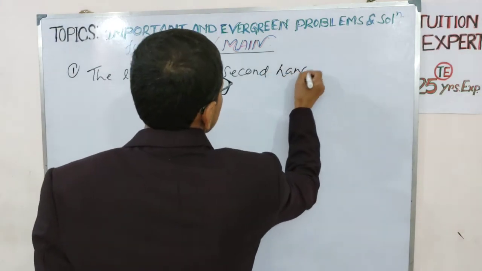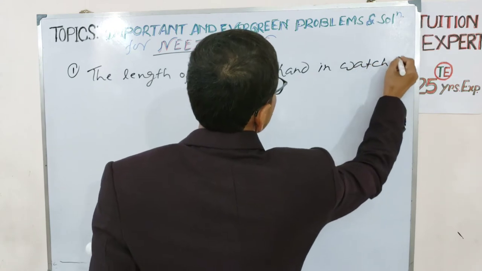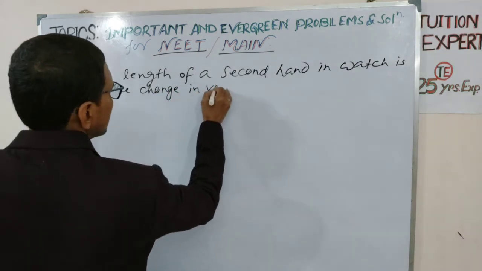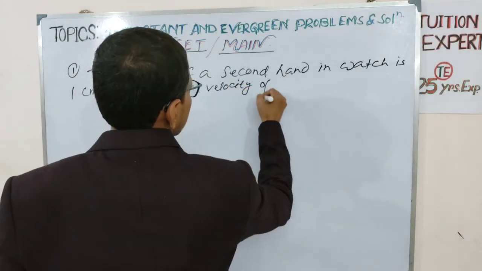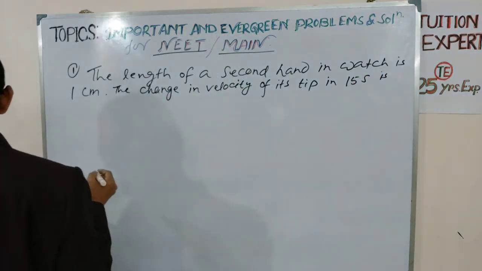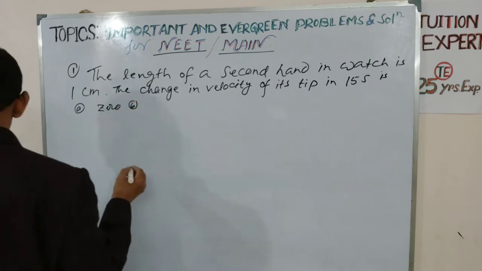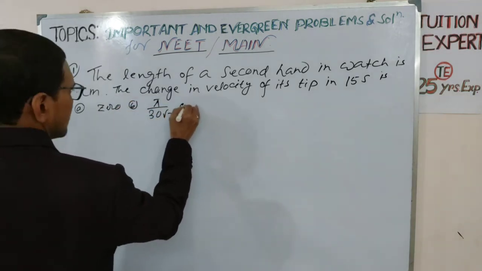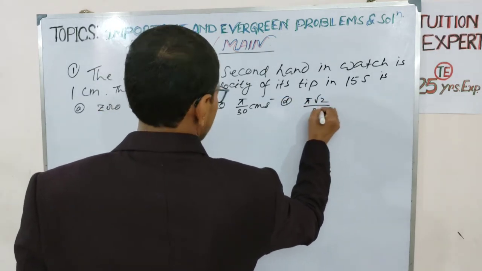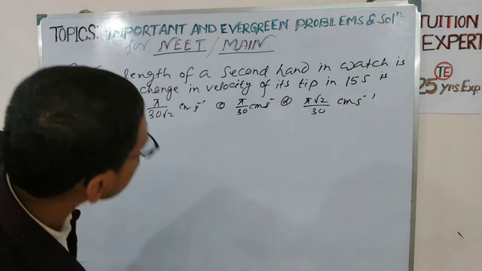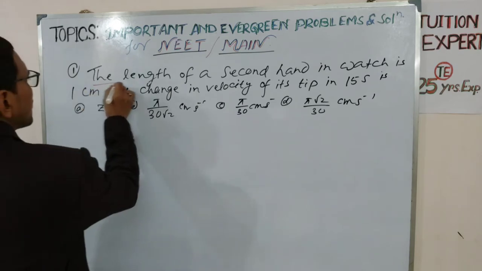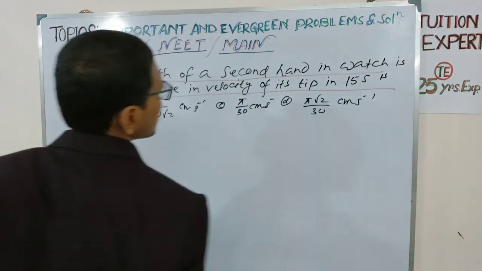The length of a second hand in a watch is 1 centimeter. The change in velocity of its tip in 15 seconds is what?